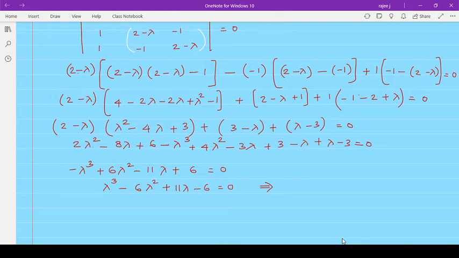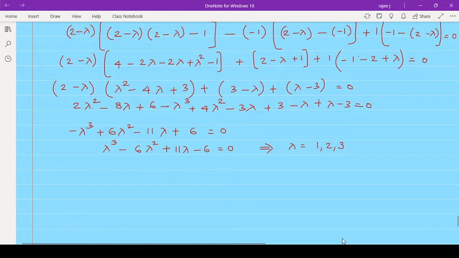So from this, simplifying this one, you will get lambda equal to 1, 2, 3. I think we had solved this problem earlier for getting lambda values. So lambda equal to 1, 2, 3. Okay, so these are the eigenvalues. Now we need to get the eigenvectors corresponding to this 1, 2 and 3.